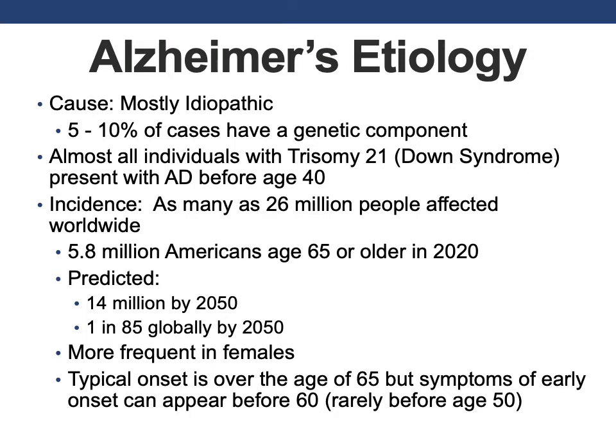This disease is more frequent in females, mostly because females typically live longer than males. Typical onset is over the age of 65, but symptoms of early onset can appear before 60, but rarely before age 50.